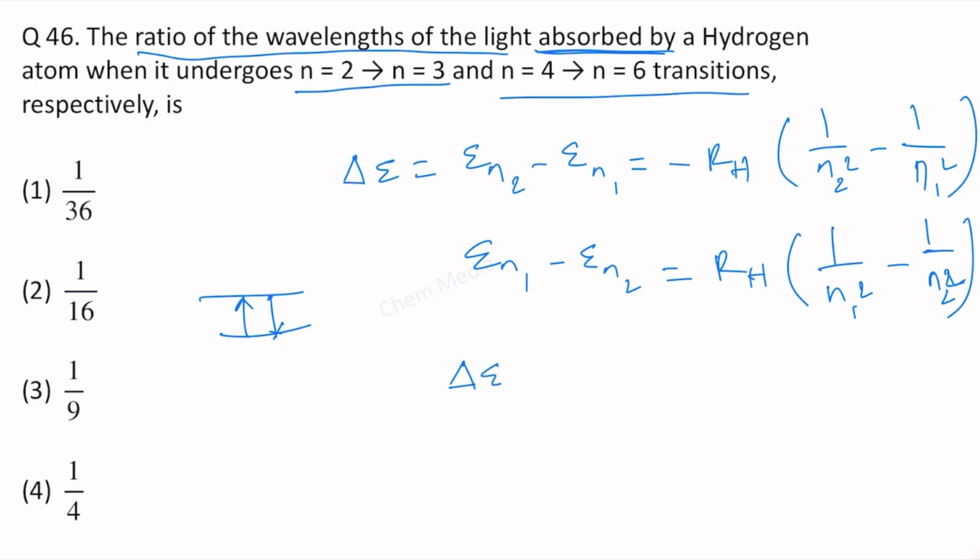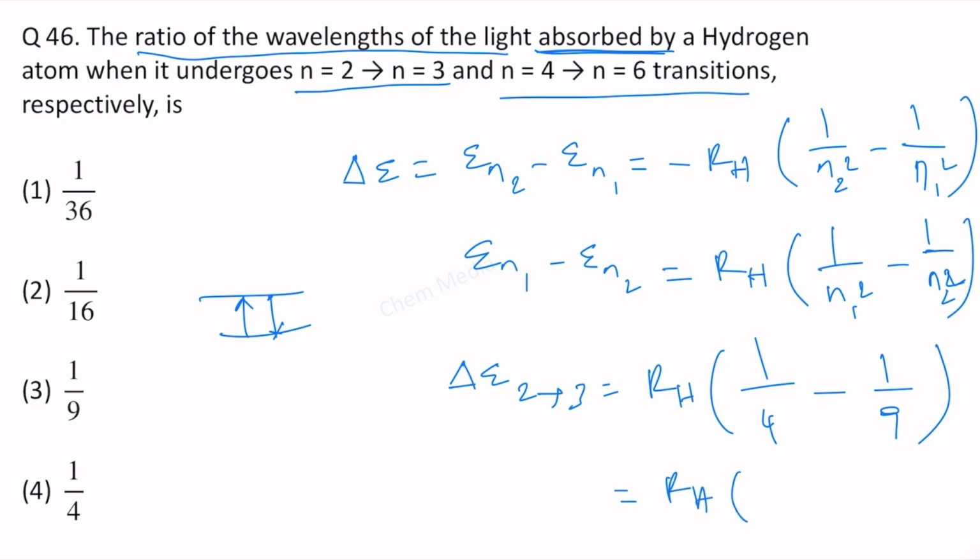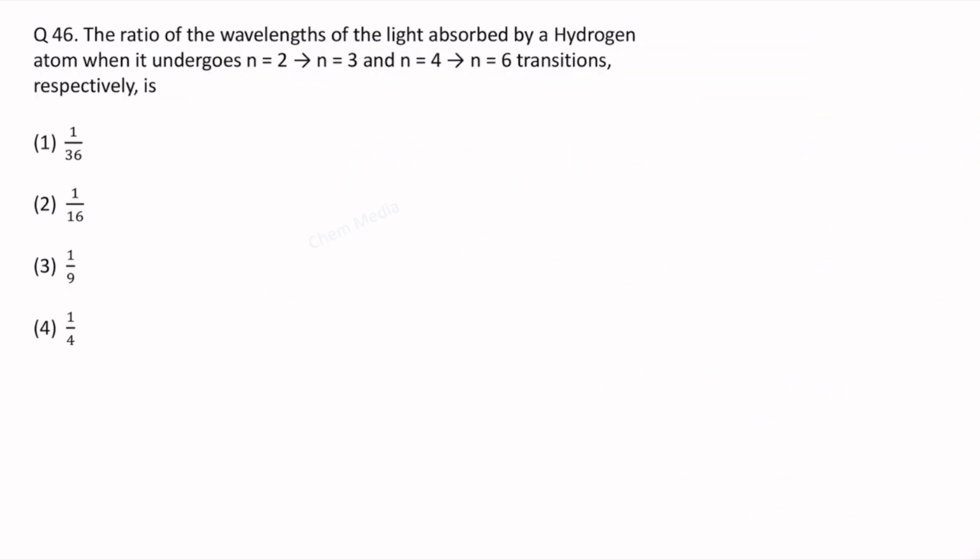So delta E 2 to 3 would be equal to Rydberg constant times 1 by 4, because 2 square, minus 1 by 9. So that is one equation, and therefore this will be equal to 5 by 36, because 9 times 4 is 36. So what you will get eventually here is 5 by 36.